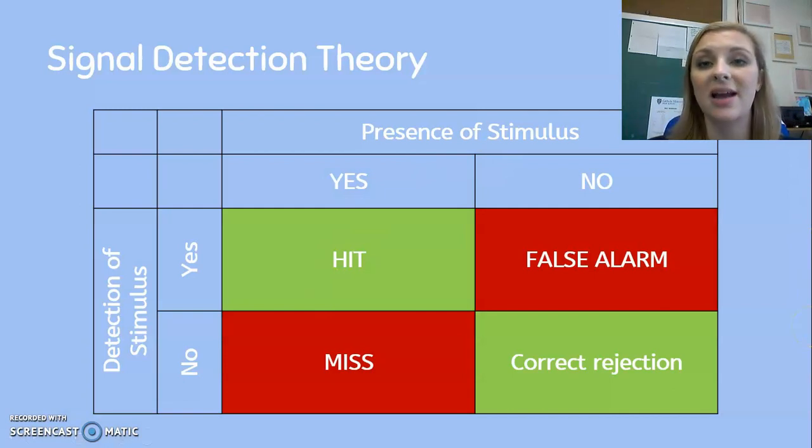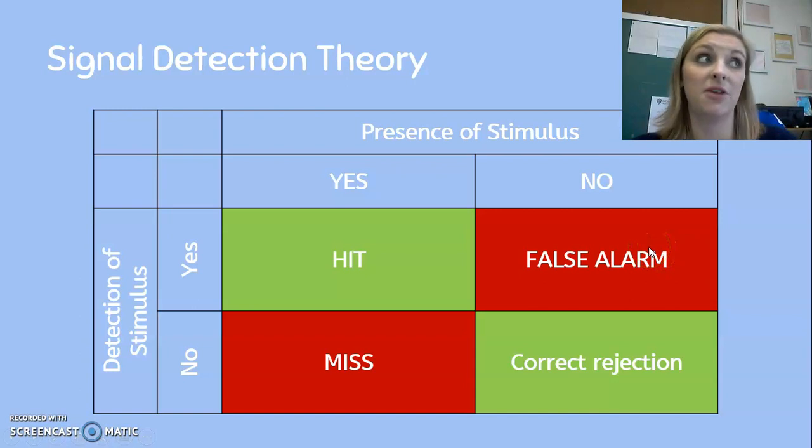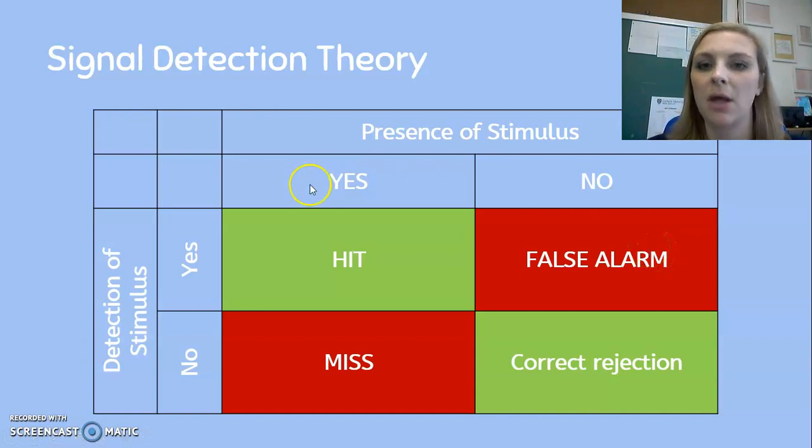This chart kind of gives us that idea, right? So here we have the phone ringing. We did detect it. That was correct, right? We've got a hit. We detected a stimuli when it was there. In this case, there was no phone call, but we still detected that our phone vibrated. It was a false alarm, right? That's you pulling it out of your pocket, feeling like it vibrated, but it didn't actually.